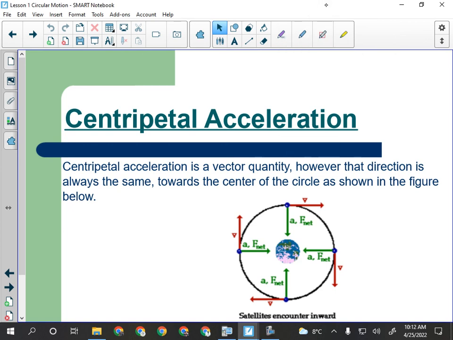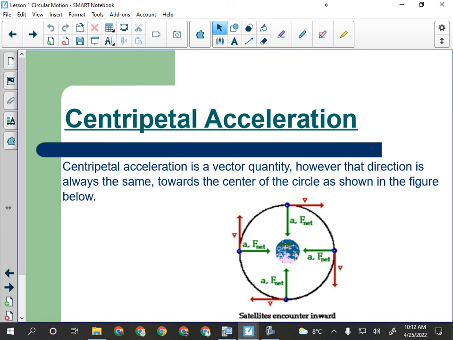So before the break, we started talking about circular motion. We said there are some new terms and values that we have to be aware of, like frequency, the number of times something goes around in a circle or makes an orbit in a certain time interval, or period, how long it takes to make one complete orbit or cycle. We talked about centripetal acceleration, and we used the term centripetal force. We haven't really gone into that much yet.